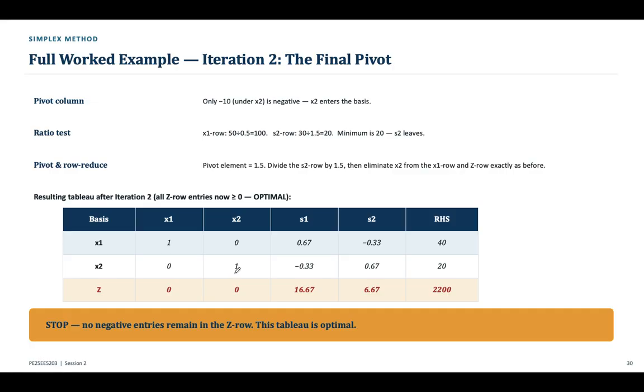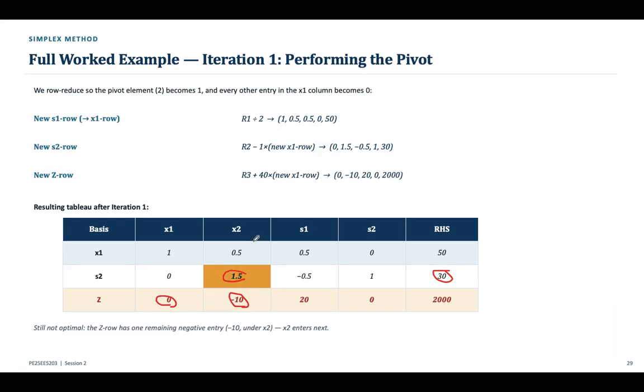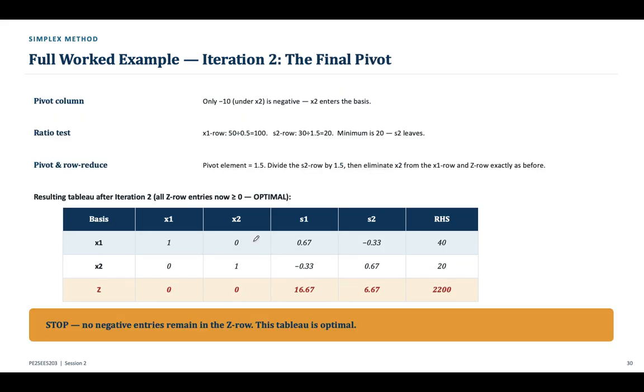from the other rows. So the resulting tableau, approximately what you will get, is 1 0. What we are going to do is we are dividing it by 1.5, right? So what you are going to get is 1 0.67 minus 0.33 and 40. Similarly here also 0 1 0.33 0.67 and 20. Here it is 0 0 16.67 6.67 and 2200.